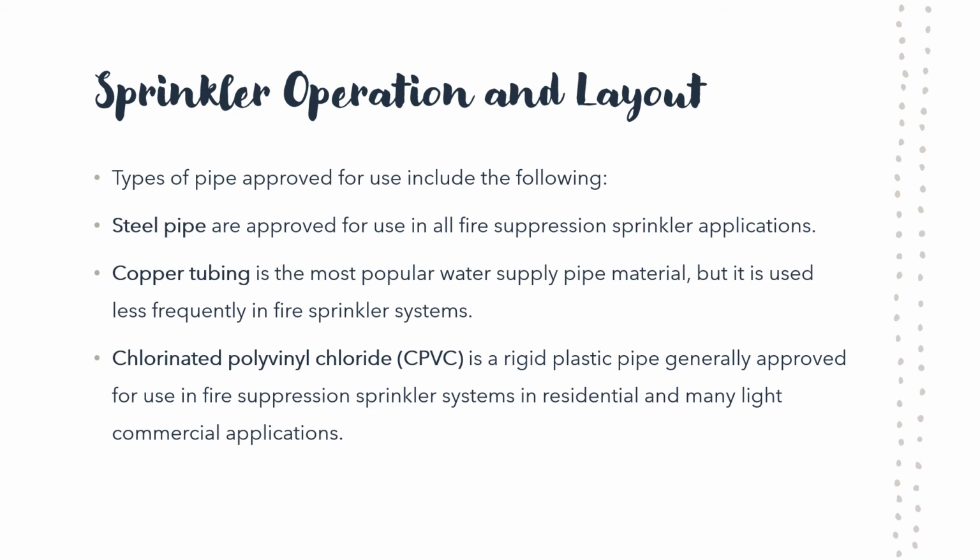The types of pipe approved for use in sprinkler operation include the following. Steel pipe is approved for use in all fire suppression sprinkler applications. Copper tubing is the most popular water supply pipe material, but it is used less frequently in fire sprinkler systems. Chlorinated polyvinyl chloride, or CPVC, is a rigid plastic pipe generally approved for use in fire suppression sprinkler systems in residential and many light commercial applications.